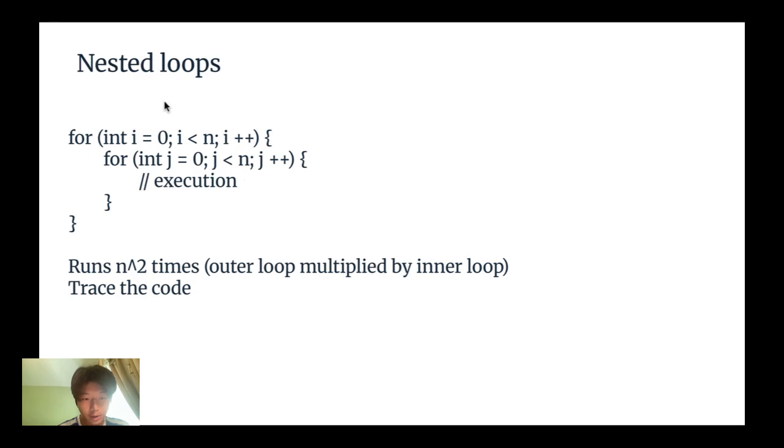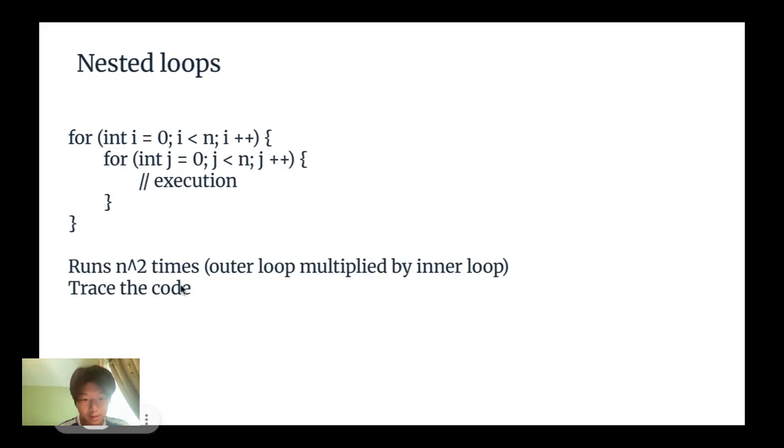And next, we also have a special loop, which is the nested loop. Here you can see that in this outer for loop, you have another for loop within that outer loop. And this runs n squared times. You can calculate that by multiplying the number of times that the outer loop runs by the inner loop.